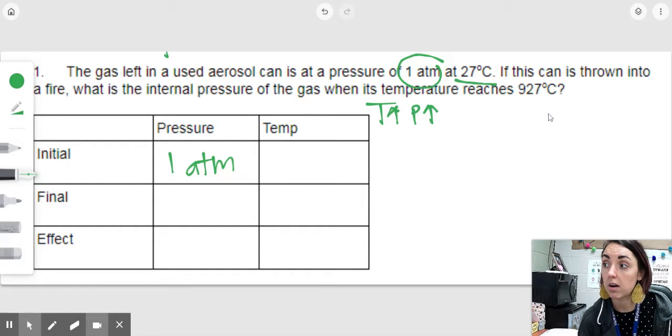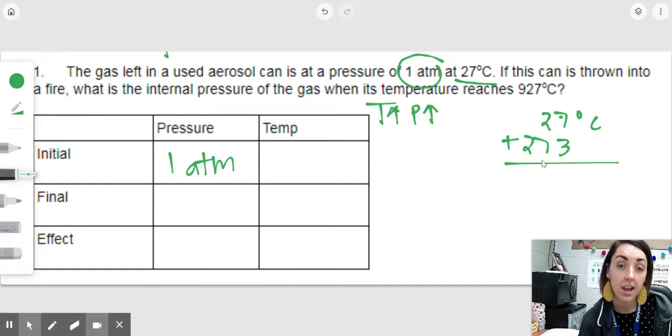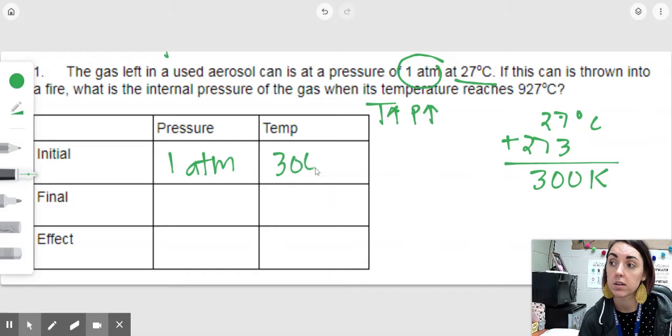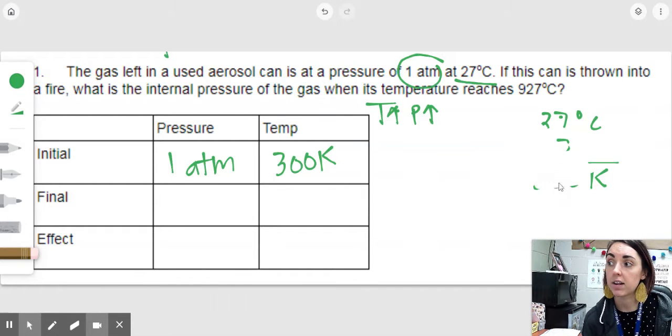So to get our 27 degrees Celsius into Kelvin, we just need to add 273. So if I add 273 to 27 degrees Celsius, I get 300 Kelvin. And so I can come on over here and write that in for my initial temperature. So again, just remember to always convert to Kelvin. And I'm just going to erase this here because we need that space later.